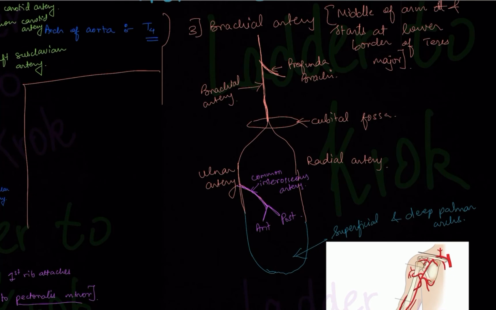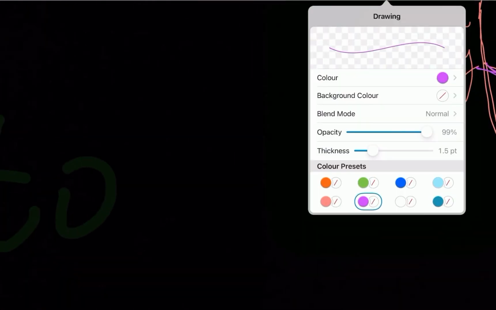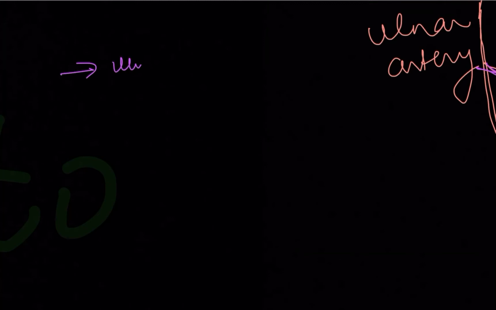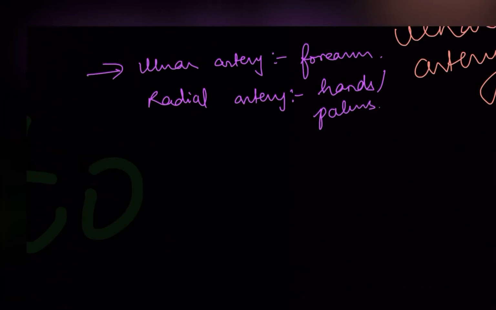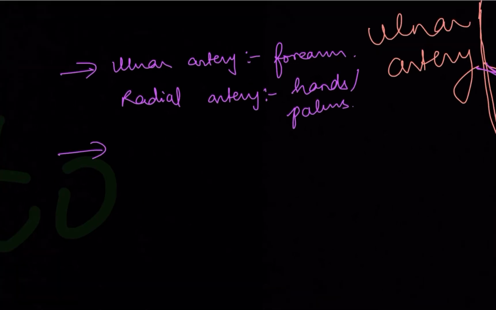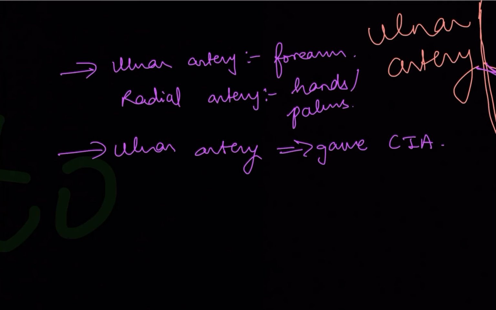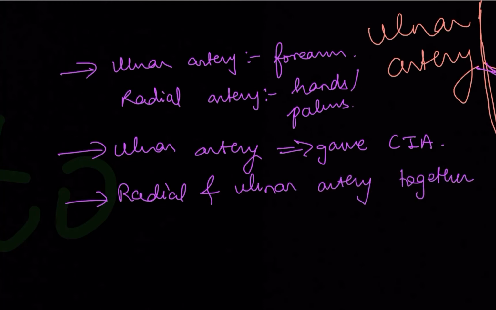So how to write these things down? Let's write it over here. That was the diagram view. Now let's write the summary. The ulnar artery supplies your forearm. The radial artery supplies your hands, or you can say palms. And you have to know that the ulnar artery gave the common interosseous artery. CIA is common interosseous artery. Radial and ulnar artery together form superficial and deep palmar arcs.